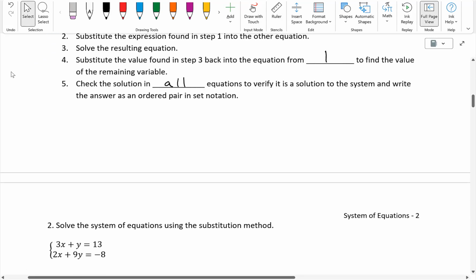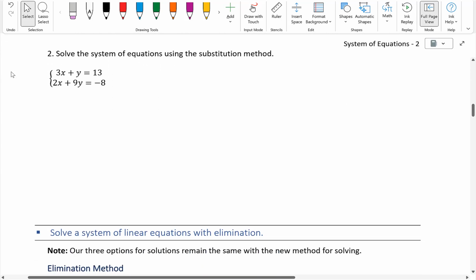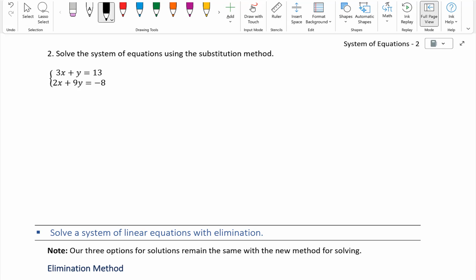So just like that, x, y. Okay, so for 2, we're solving the system of equations using the substitution method. Our first equation, 3x plus y equals 13, and the second one is 2x plus 9y equals negative 8. Since I've got that leading coefficient of 1 in front of my y in the first equation, that's the one I'm going to solve for a variable.